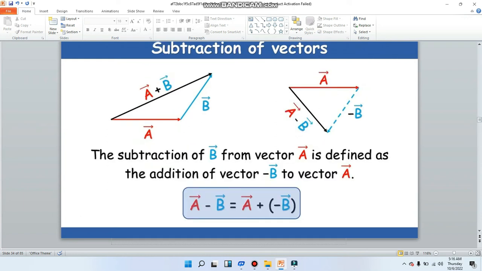Subtraction of vectors. Subtraction of vector B from vector A is defined as addition of vector minus B to the vector A. For example, vector A minus vector B is equal to vector A plus the negative of vector B, or we can say that the vector B is in the opposite direction.